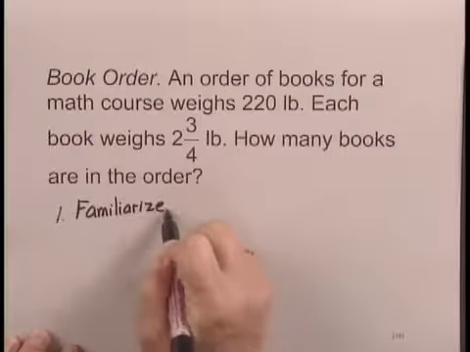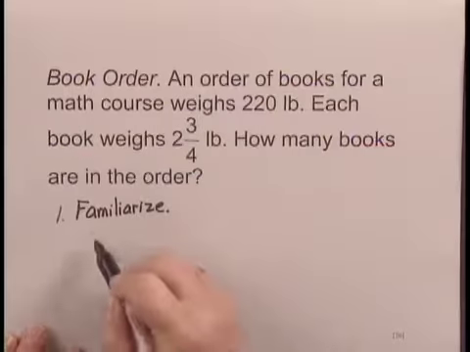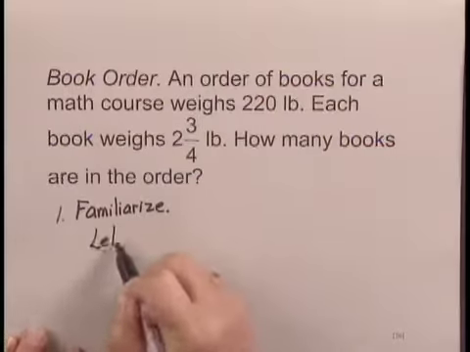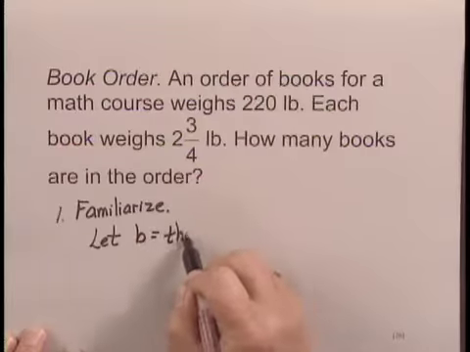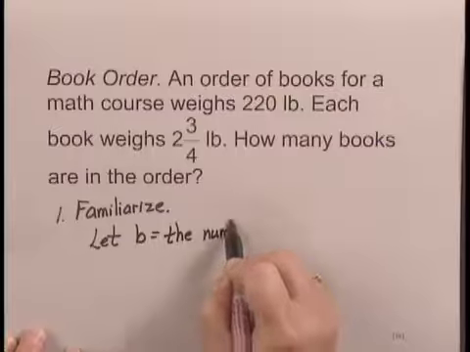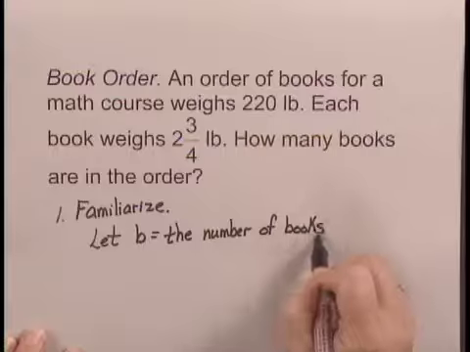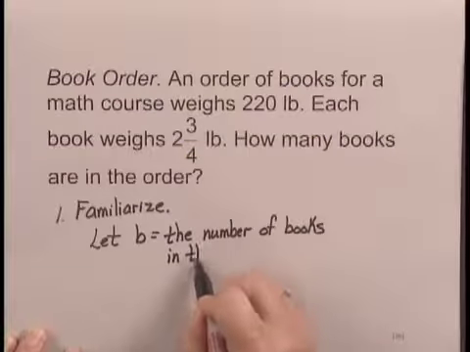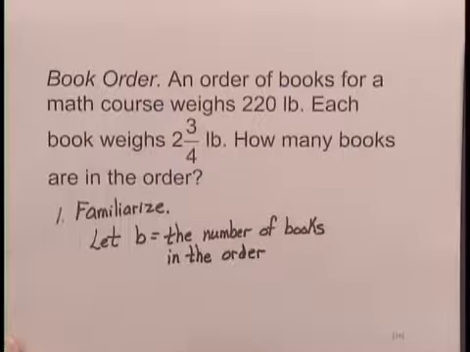Looking at the problem, we know that the whole order of books weighs 220 pounds. Each book weighs 2 3/4 pounds, and we're asked to find how many books are in the order. So we will let B equal the number of books in the order.